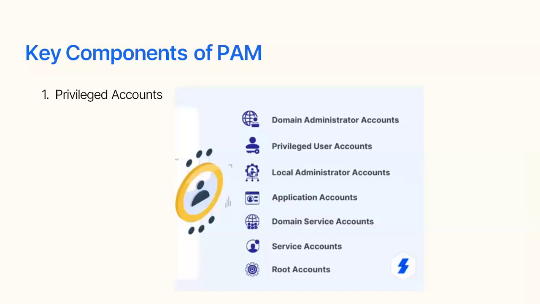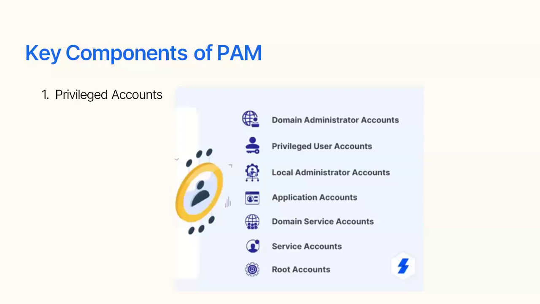We can have application accounts like WAS admin or MQ admin. Similarly, we have service accounts on domain controllers, and root accounts, sudo accounts. These are the privileged accounts. There can be others like DB accounts also, like Oracle database accounts, different types of database accounts, the Azure portal or the AWS portal, all the privileged accounts which are used to log into those portals.